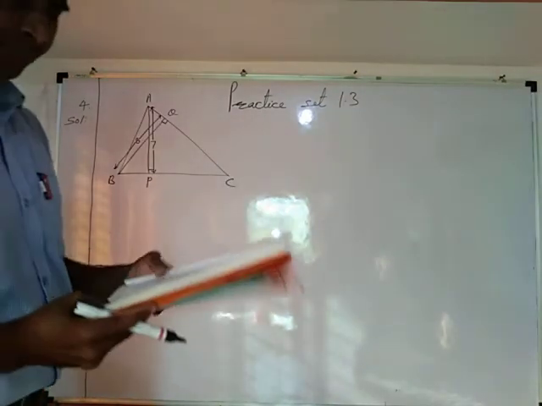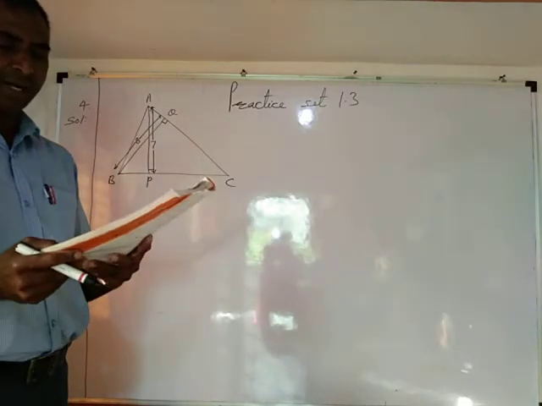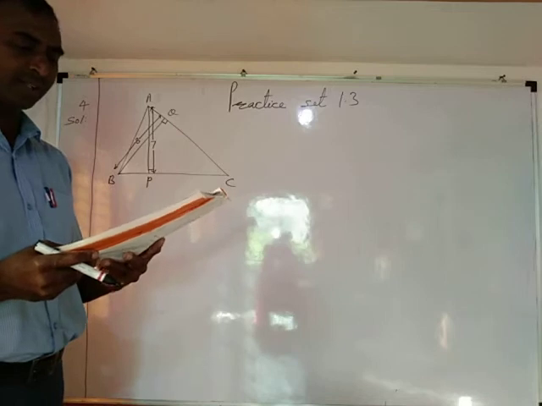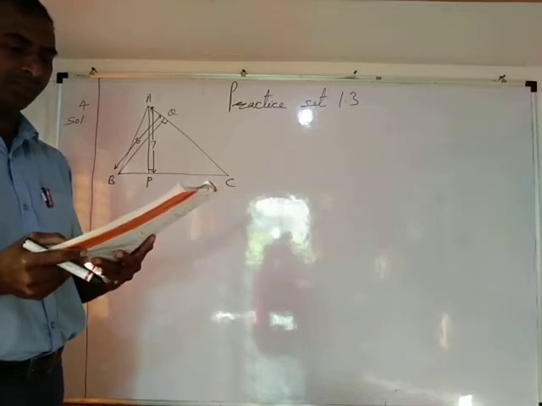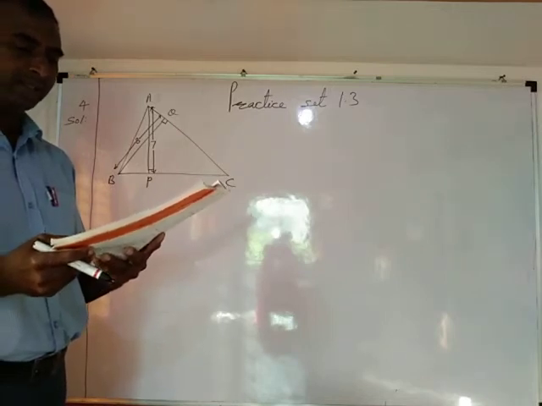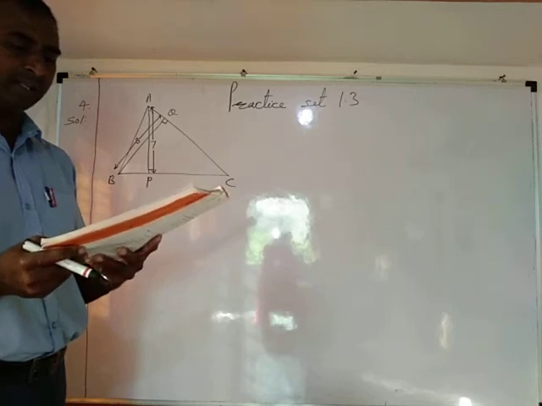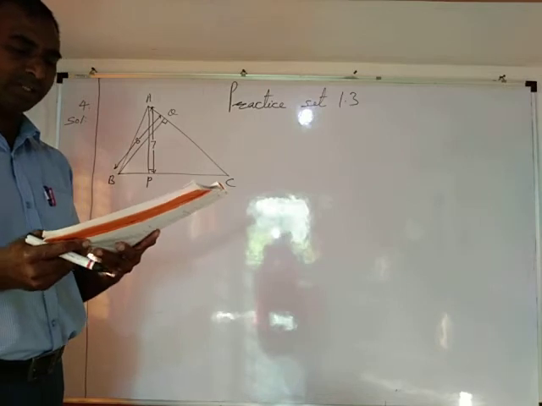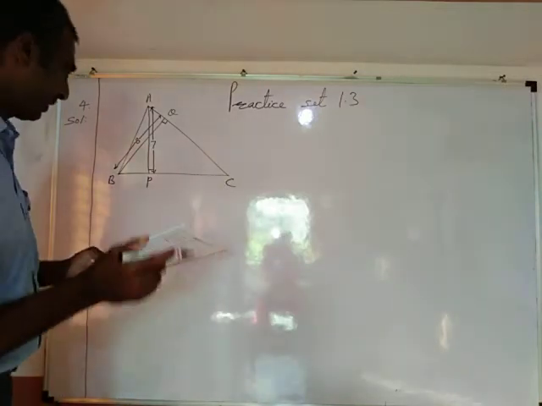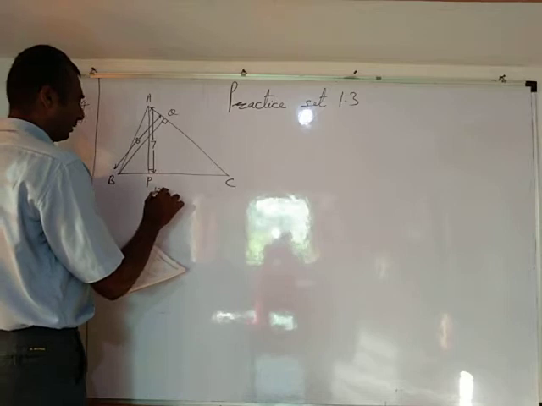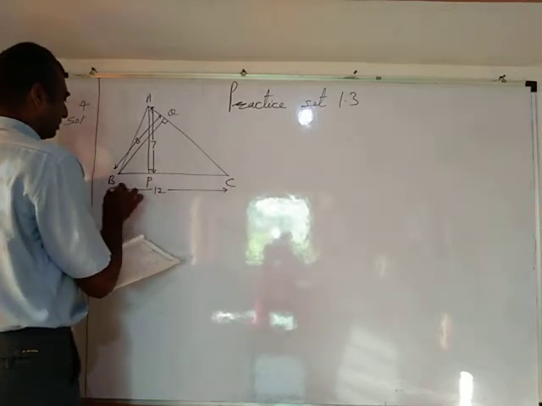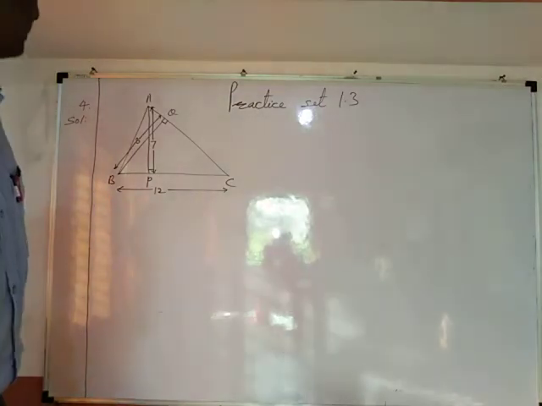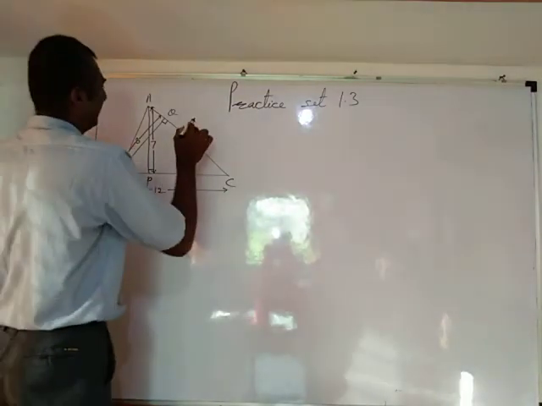Question fourth. In triangle ABC, AP perpendicular to BC, BQ perpendicular to AC. Then prove that triangle CPA is similar to triangle CQB. If AP equals 7, BQ equals 8 and BC equals 12, then find AC.